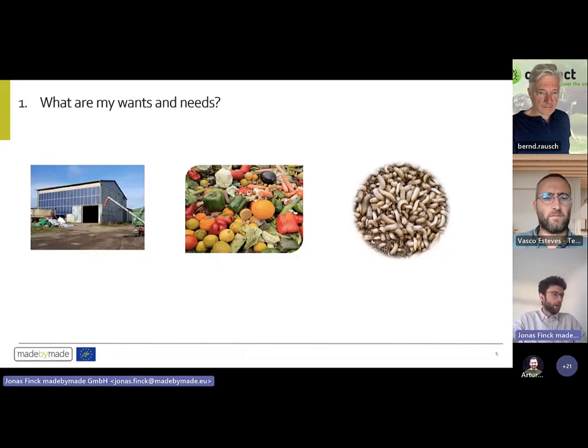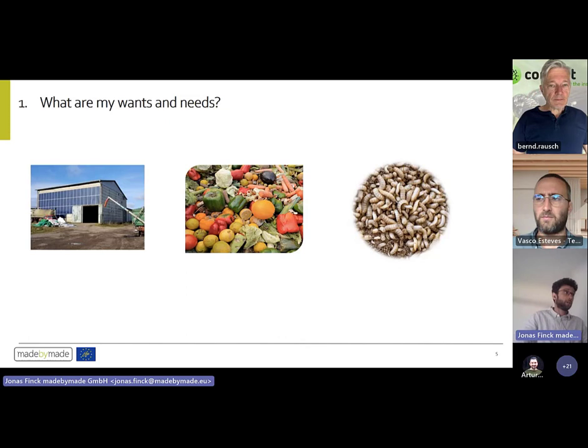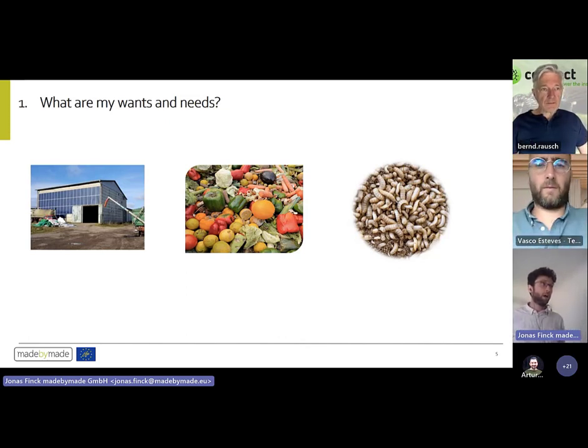And now I come to the presentation, because it's important for me. When you want to start with insect farming, or with that kind of project, you should address the question, okay, what is my motivation? And also how to start. And first of all, you should answer the question, what are my wants and what are my needs?